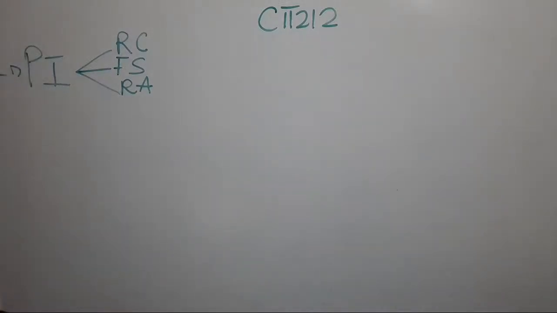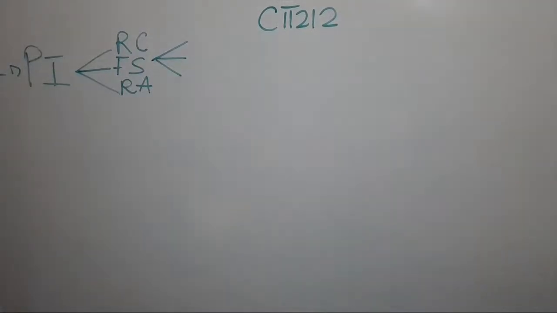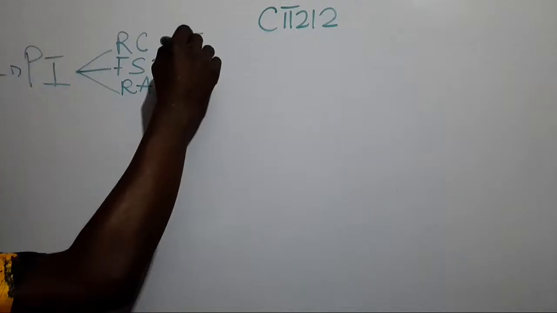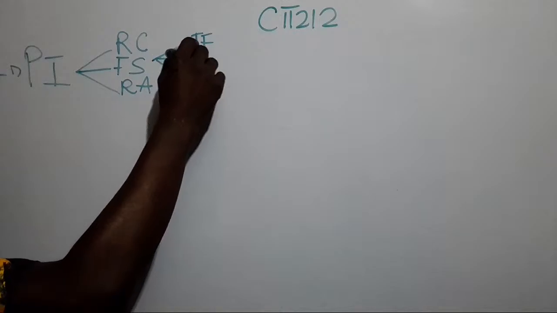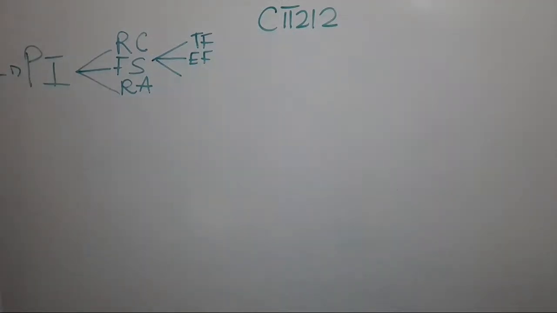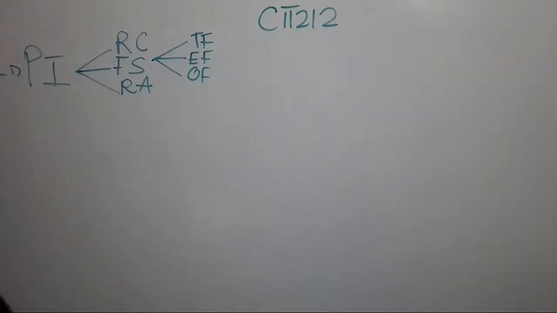Okay, so we have that. Now, when we say feasibility study, it can also be broken down into 3 aspects. We have the technical feasibility, economic feasibility, and the operational feasibility.